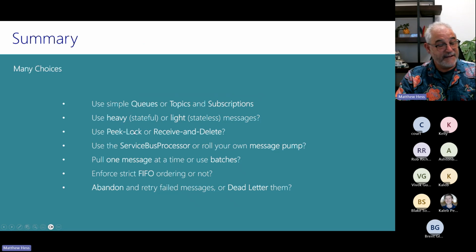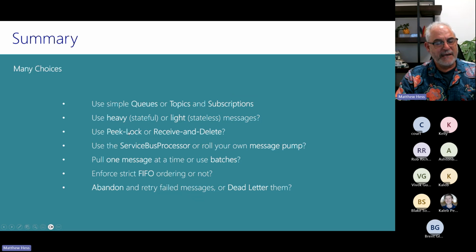Do I want to use the default peek lock with all the power of retries? Or do I want to go with the simplicity of receive and delete and kind of handle errors in my own way by making secondary queues and other things? Do I want to use the service bus processor, which gives me so much? Or do I have a real reason that I need to kind of hand roll my own message pump? Is it simplest and best just to do one message at a time? Or do I really have a use case for doing batches or prefetch?